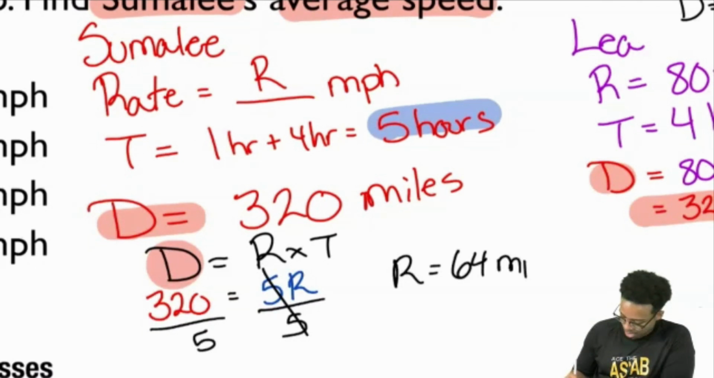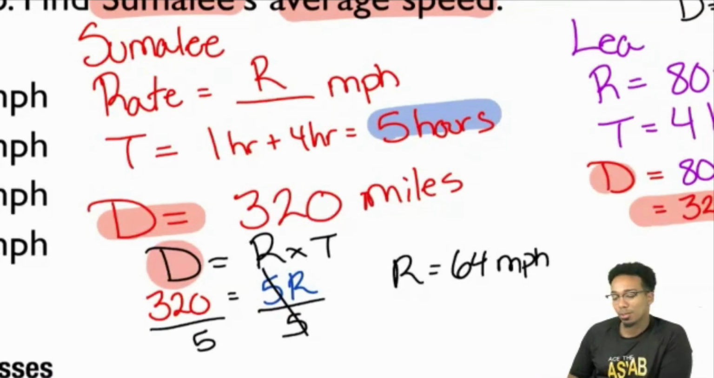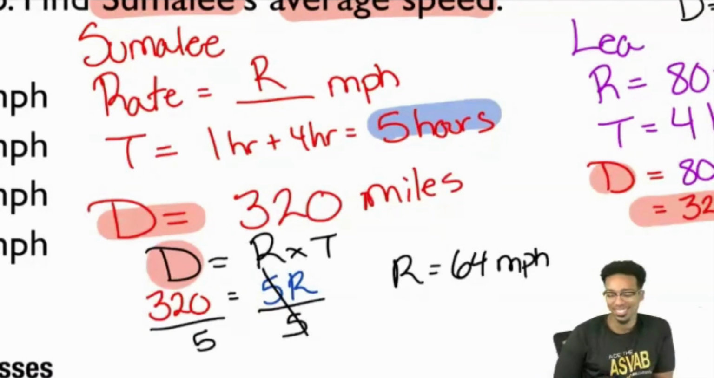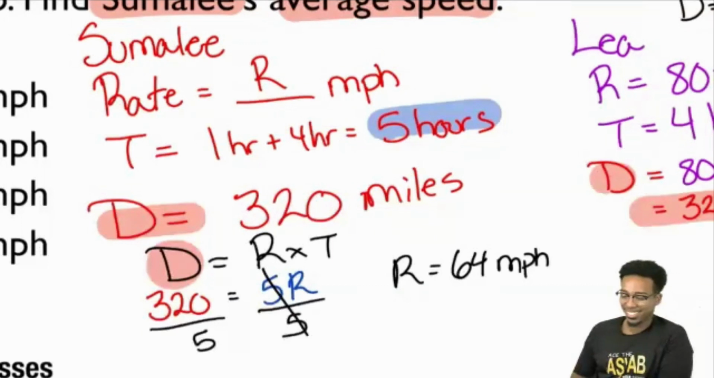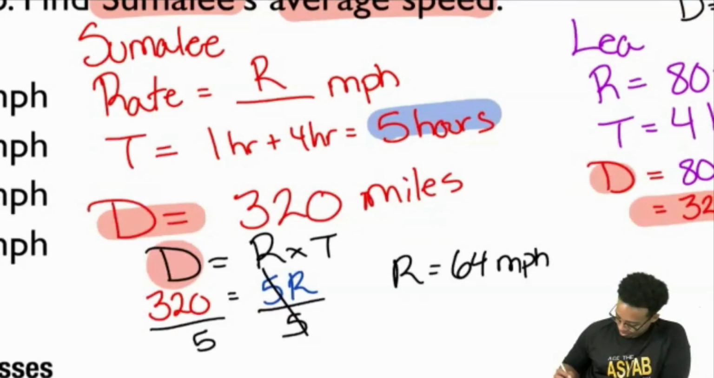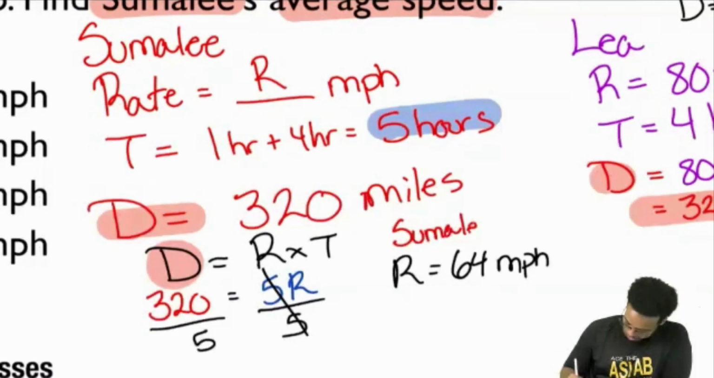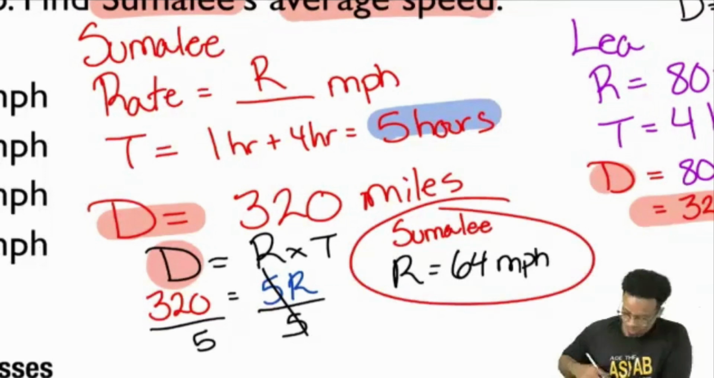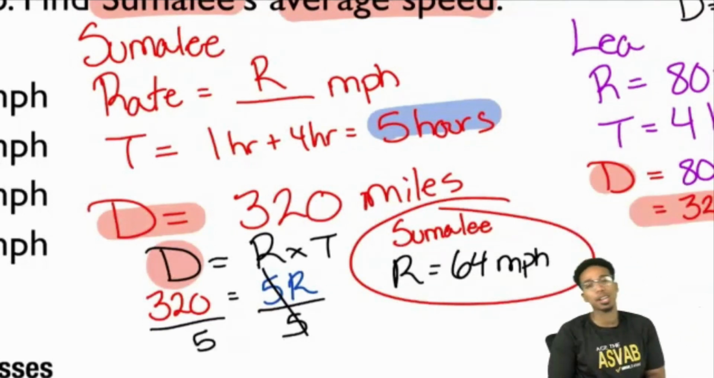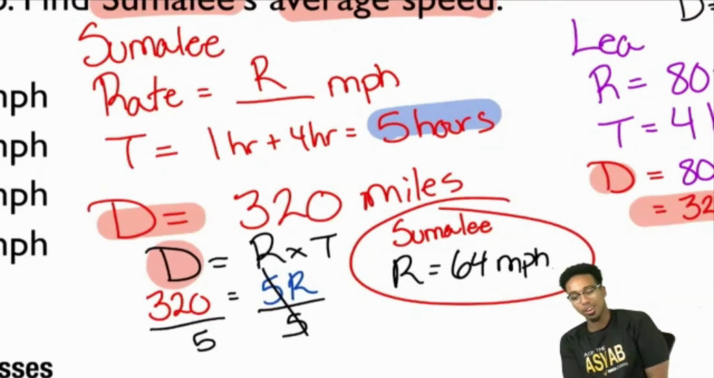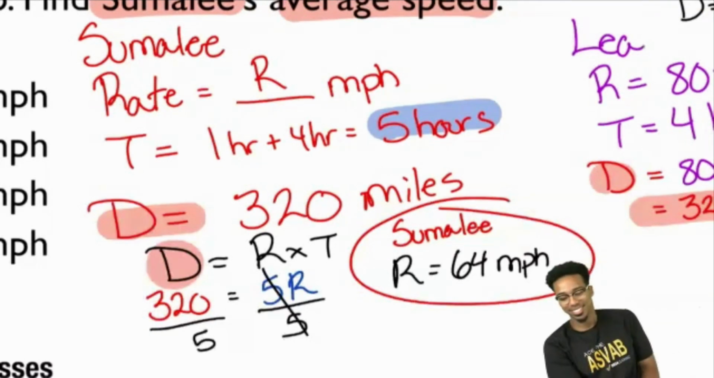64 miles per hour is your rate for who again? 64 miles per hour for who? Leah, right? Nah, for Suma Lee. That's right. For Suma Lee. Boom. And that is Suma Lee's rate. So did anybody here enjoy this problem, even though they got it wrong or right? Anybody here enjoy it?